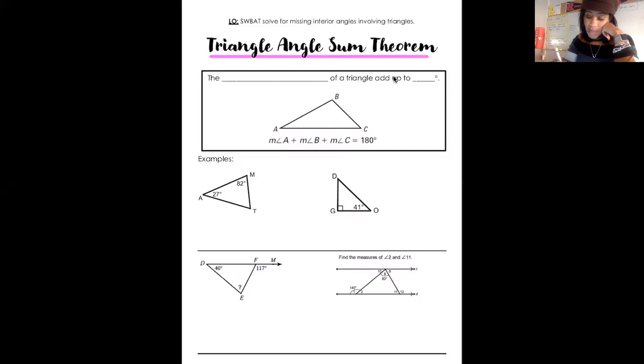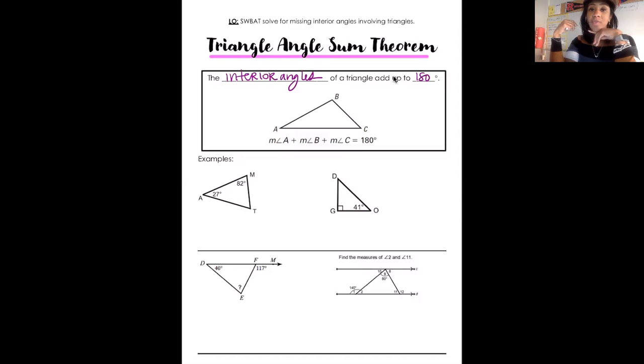And you're going to copy down what I put inside this box, okay? The blank of a triangle add up to... ooh, the interior angles of a triangle add up to 180 degrees. I decided not to give you the answer, then I decided to give you the answer. So I'll just give you the answer. The interior angles of a triangle add up to 180 degrees.